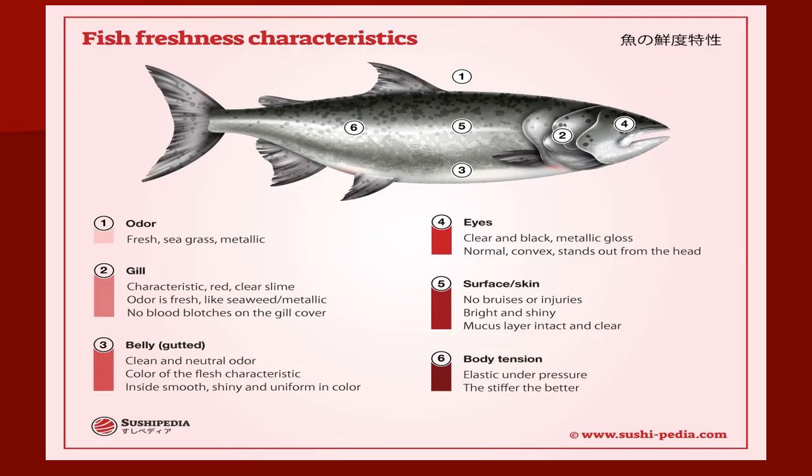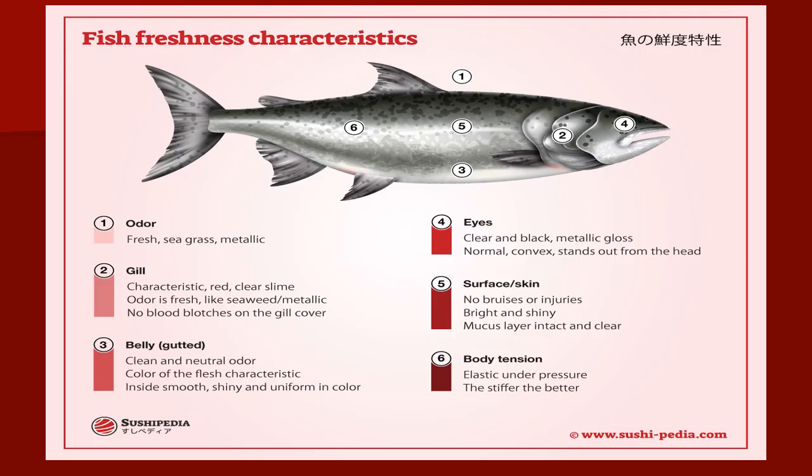Here once again we will see the freshness indicators in a little more detail. Number one is the odor. It will have a fresh seagrass or metallic odor. Then the gills will have characteristic red color with clear slime, and the odor is fresh like seaweed or metallic. There will be no blood blotches on the gill cover. The third is the belly, gutted: it is clean with a neutral odor, the color of the flesh is characteristic, and the inside is smooth, shiny and uniform in color.